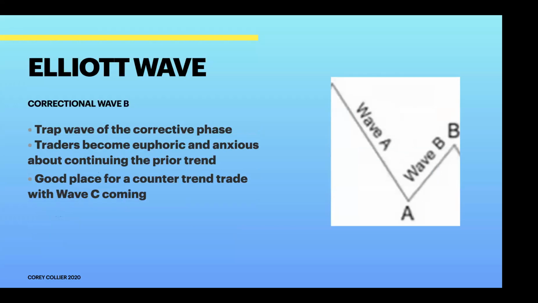Wave B is the trap wave of the corrective phase. Traders become euphoric and anxious about continuing the prior trend. This is a good place for a counter-trend trade, guys, with wave C coming, because wave C usually gives away some pips.